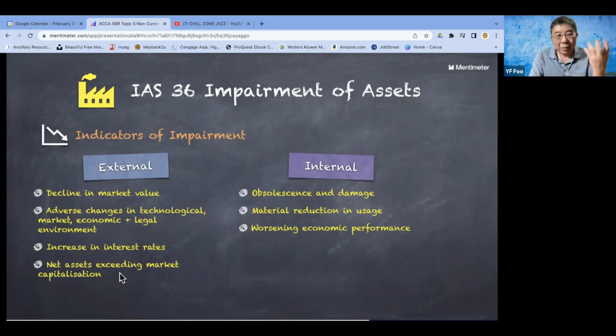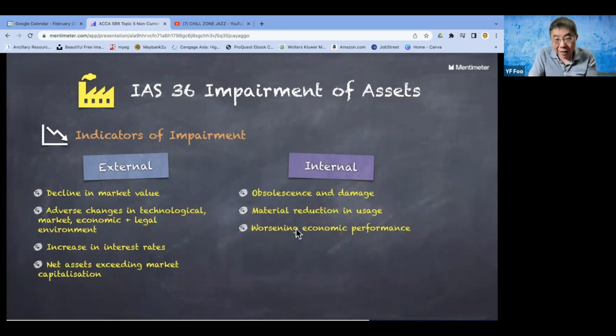And of course, this is quite similar to a declining market where the net assets exceed the market capitalization. Market capitalization is the share capital of your company times the share price of the company. Okay, so that's the market value of your shares. Okay, this is more for when you're testing for impairment for investments in subsidiaries or investments in associate companies or other types of investments, right? So this applies then. But these are all external factors.